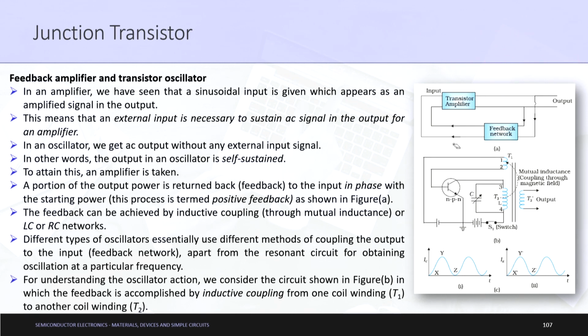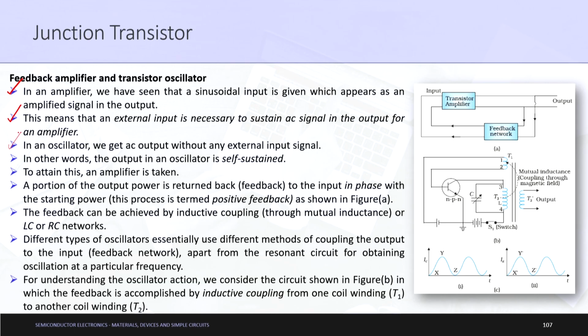Now, let us look at the complete theory written here. If a concept arises that is important, I will try to convey it to you and then we can move forward. Fine. In an amplifier we have seen that a sinusoidal input is given, which appears as an amplified signal in the output. Quite evident. This means that an external input is necessary to sustain the AC signal in the output of an amplifier, because we need another input to pass through the amplifier so that we obtain an amplified output signal.